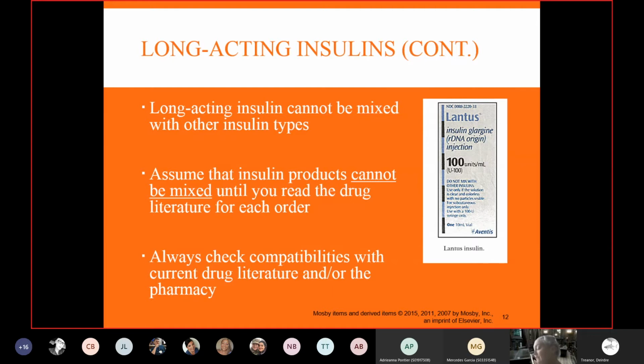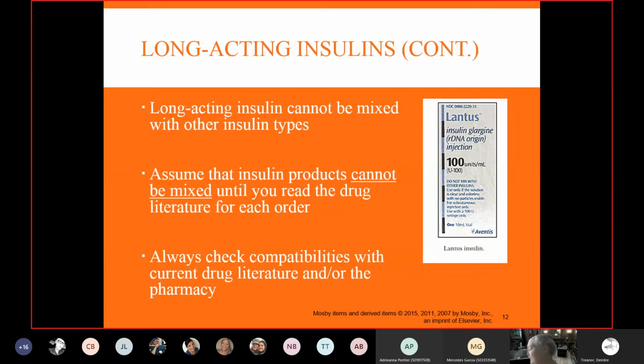You can give a short-acting insulin if needed, but it does have to be in a separate syringe. You cannot mix it together. It's always safe to assume they cannot be mixed. If you don't know, look it up. Okay.